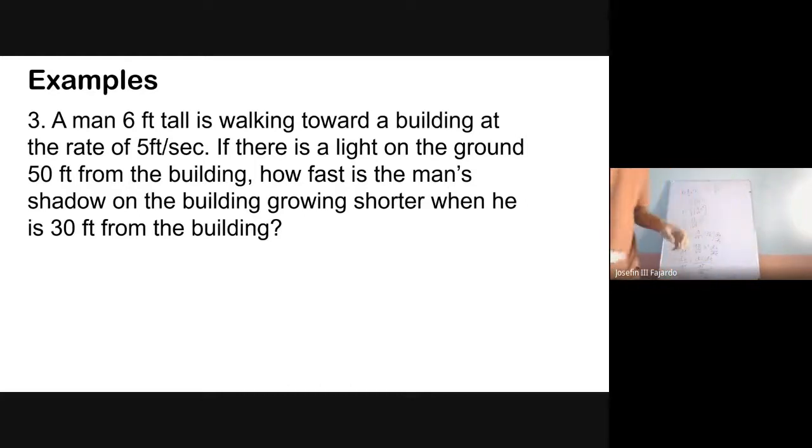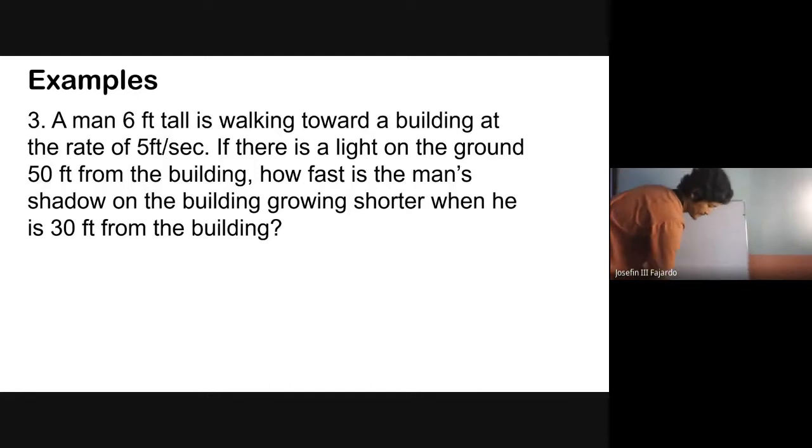Habang siguro i-drawing ko na rin para mas maintindihan natin. Okay, so we have a man, 6 feet tall, walking towards a building at the rate of 5 feet per second. If there is a light on the ground 50 feet from the building, how fast is the man's shadow on the building growing shorter when he is 30 feet from the building?